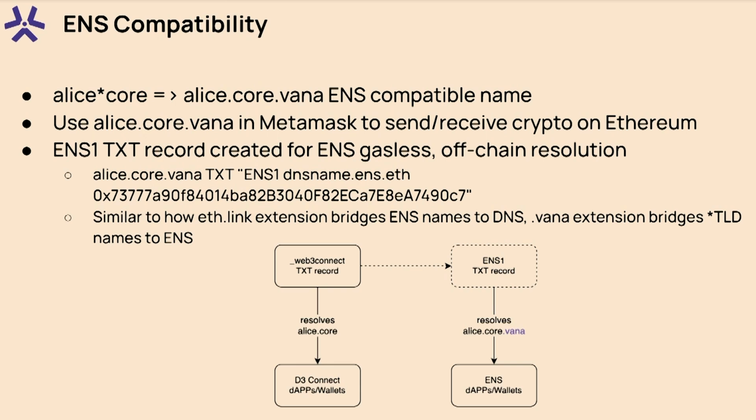When users come to the D3 app and set up their wallet address mappings, we create not only our Web3 Connect text record, which is read by our D3 Connect SDK, we also create alongside it an ENS text record for compatibility with existing ENS dApps and wallets.